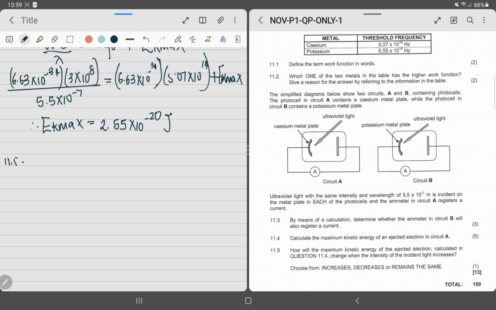11.5. How will the maximum kinetic energy of the ejected electron calculated in question 11.4 change when the intensity of the incident light increases? A change in the intensity of the light only affects the number of photoelectrons that are ejected per unit of time. The kinetic energy is not affected. The energy that is supplied by the light remains the same. So the answer will be: it remains the same.